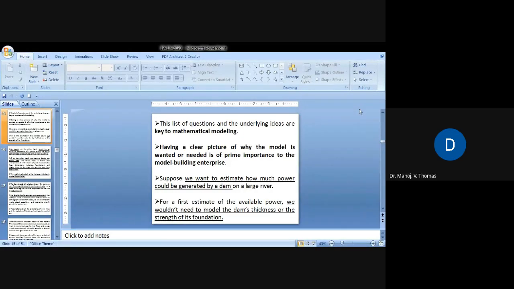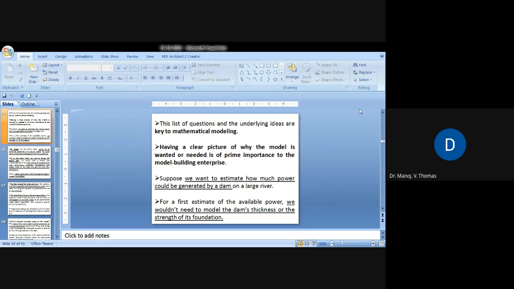Definitely not. How thick the dam is, how thick the wall of the dam is, or the shutters, or the strength of its foundation when it is built, what material is used. We are not interested. Why are we not interested at this point of time? Because here our objective is just to estimate the power generated by the dam.